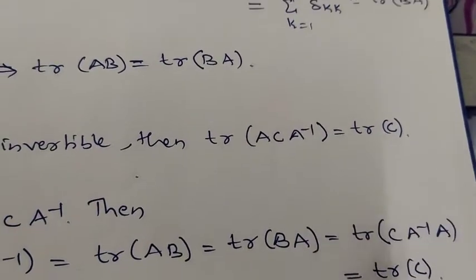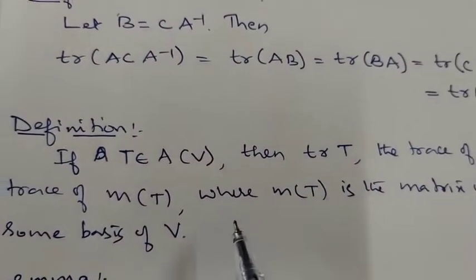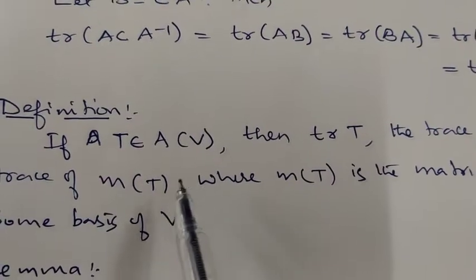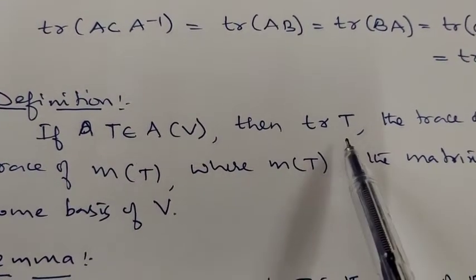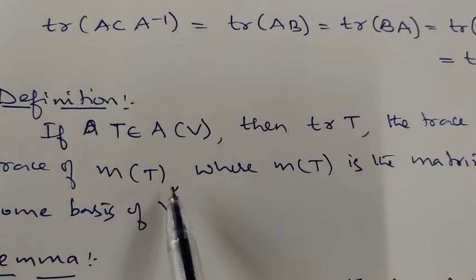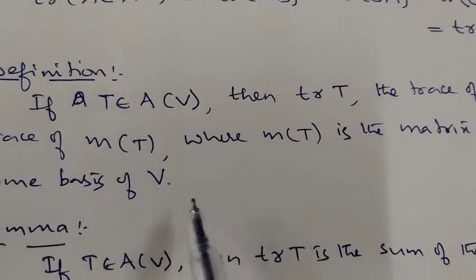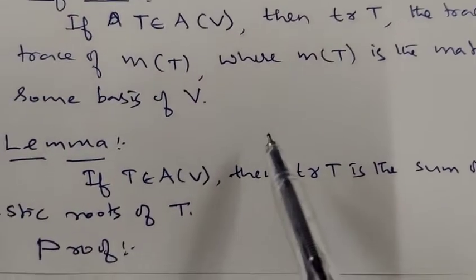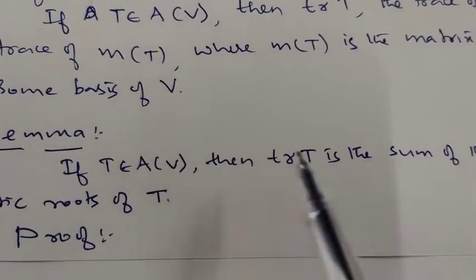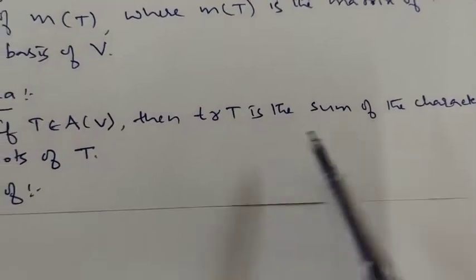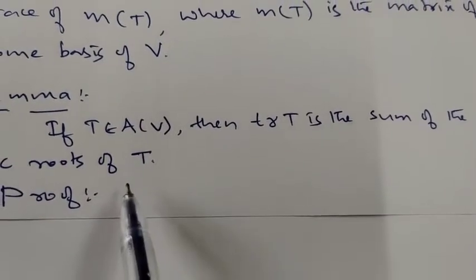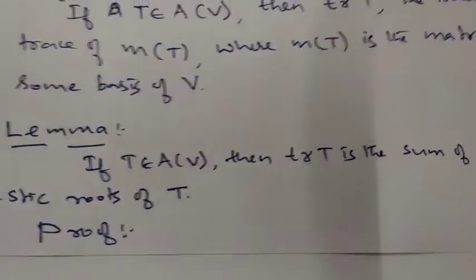Now look here. If T belongs to A of V, then the trace of T is the trace of the matrix of T. That is, the trace of the transformation is nothing but the trace of the corresponding matrix of the transformation. Here M of T is the matrix of T in some basis of V. Now this lemma says if T belongs to A of V, then the trace of T is the sum of the characteristic roots of T. So for this, let us prove it.